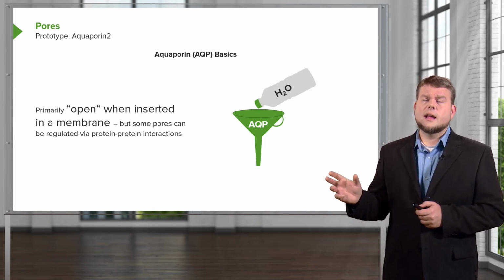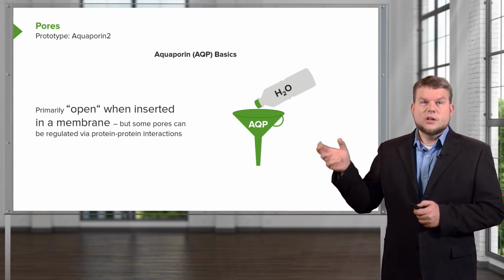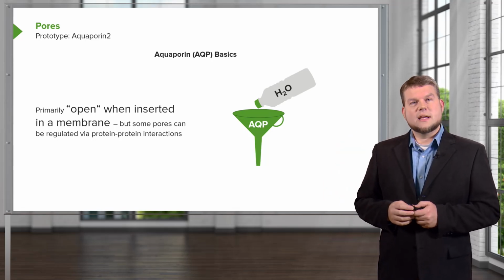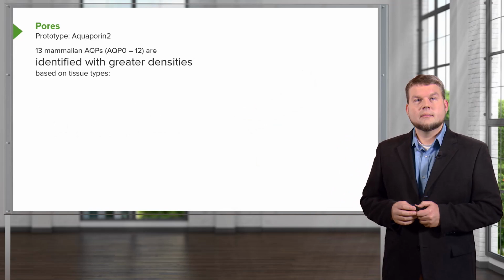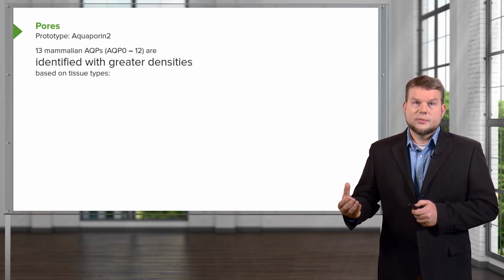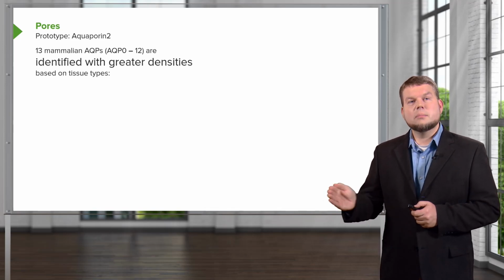So think of this a lot like a funnel. You have a funnel in the cell membrane, you pour something like water into it, and it moves directly through that cell membrane. Now, aquaporins are these water channels, and they are located in different types throughout the body.